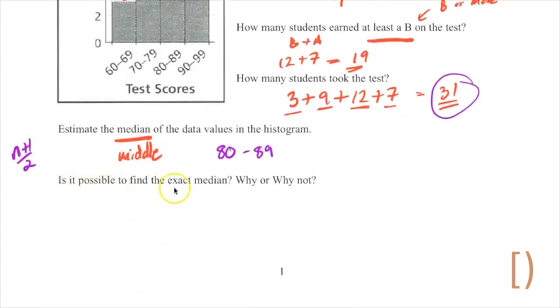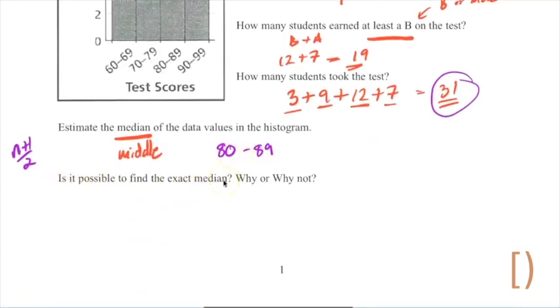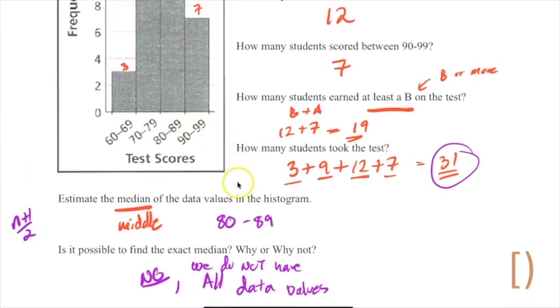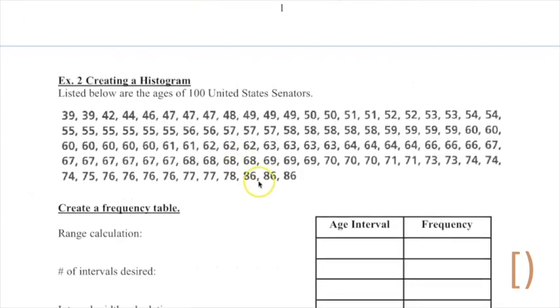Okay, is it possible to find the exact median? So instead of 80 to 89, is it 83? Is it 84? No. We cannot find the median without all data values. We do not have all data values. There's no way to find the median if you don't have all the data values. We just have ranges. We can't find the exact median. It's not possible.